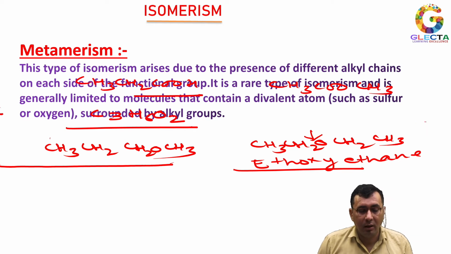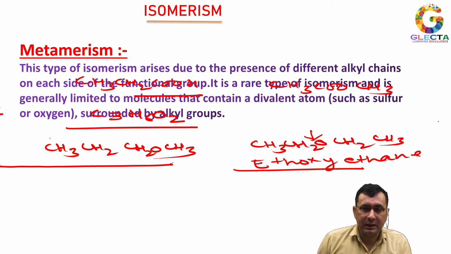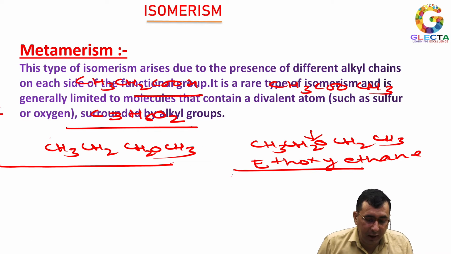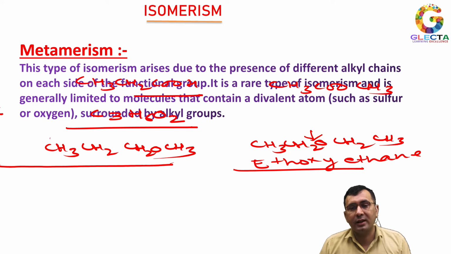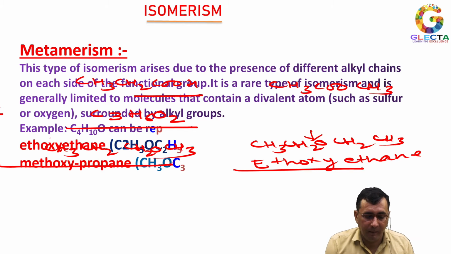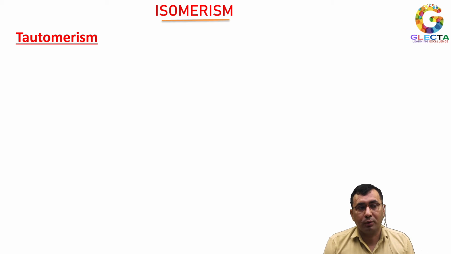No, this is metamerism, because the oxygen atom shifts inside the chain and breaks the chain into a different form. Like in the first one, there are 3 carbons in the main chain. In the second one, there are 2 carbons in the main chain. The first compound's IUPAC name is methoxypropane and the second one is ethoxyethane. Now let us move to the next. That is called tautomerism.